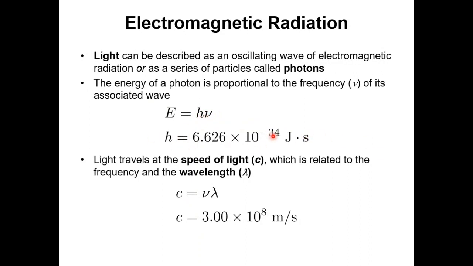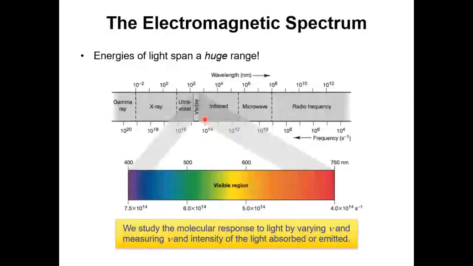Also, light or electromagnetic radiation always travels at the speed of light, which is related to the frequency and the wavelength. Speed of light is equal to frequency times wavelength. Because the speed is fixed, the frequency is inversely proportional to wavelength. That means, since the energy of a photon is proportional to frequency, the energy inside each photon is inversely proportional to the wavelength. So the longer the wavelength, the less energetic the photon is going to be.